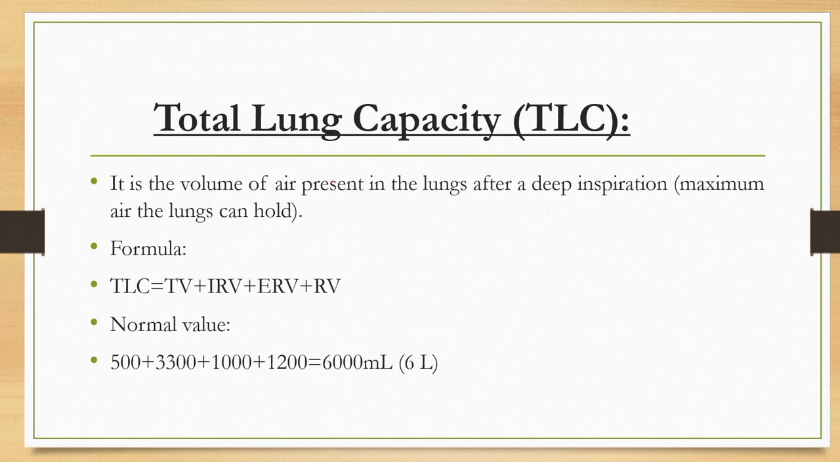Total lung capacity means all the air present in the lung, completely full. Here is the definition. It is the volume of air present in the lung after a deep inspiration, the maximum air the lungs can hold. Formula: TLC is equal to TV plus IRV plus ERV plus RV. TLC, total lung capacity; TV, tidal volume plus IRV, inspiratory reserve volume plus ERV, expiratory reserve volume plus RV, residual volume. Normal value is 500 plus 3300 plus 1000 plus 1200 is equal to 6000 ml. That is 6 liter.